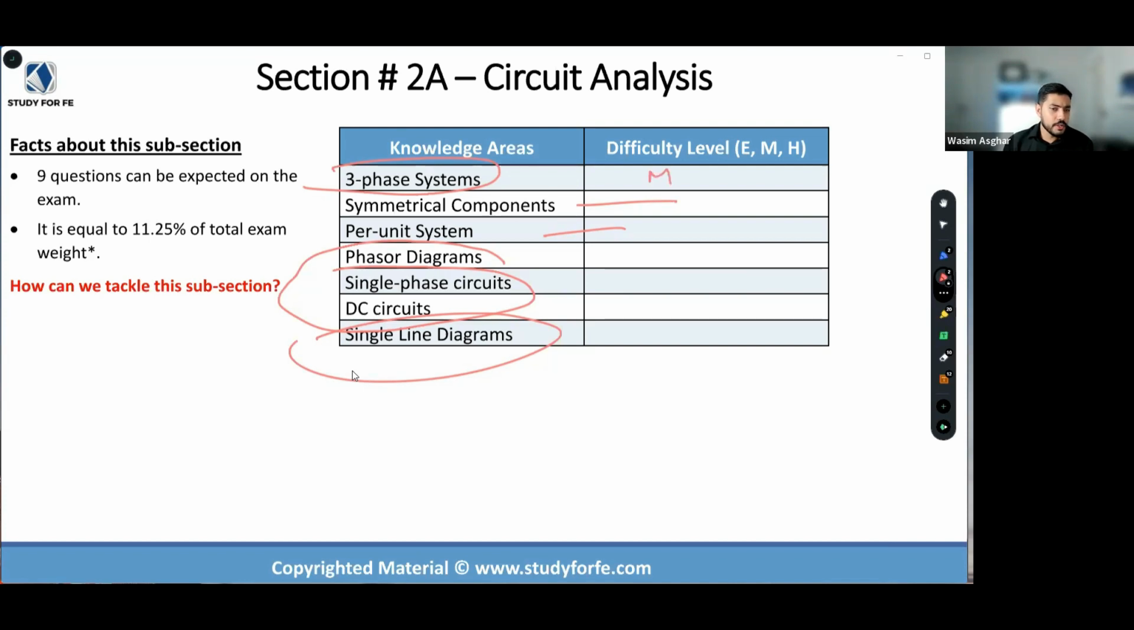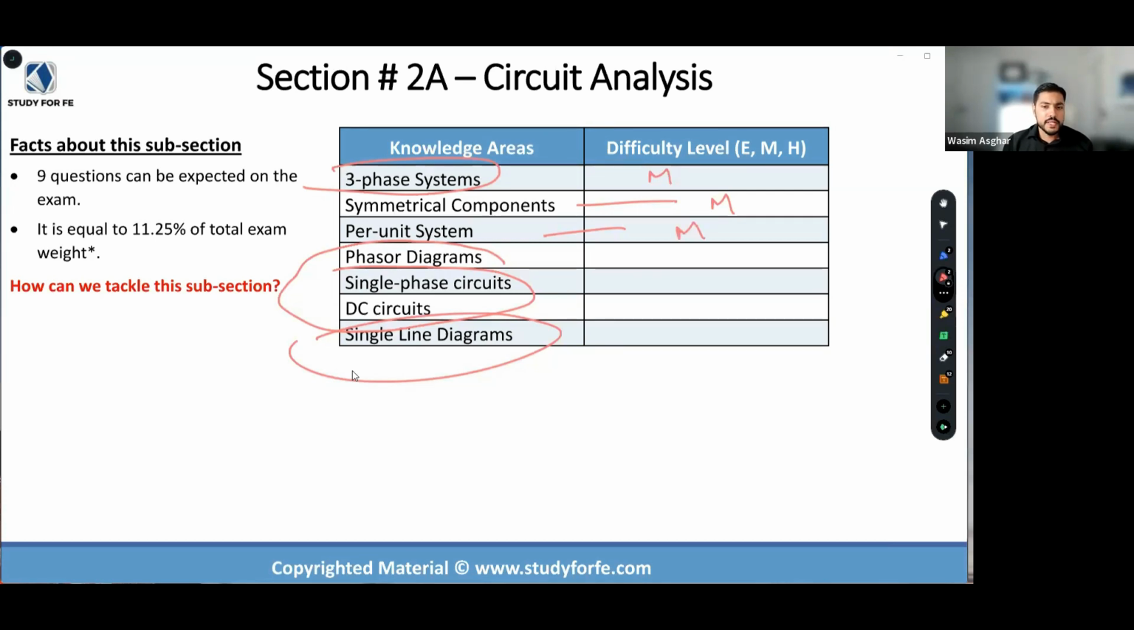Symmetrical components and per unit. With symmetrical components, we looked at what the application is, what they help us with. And I told you that when we're going through circuit analysis, right now we'll just focus on the math portion of it. When we come to fault analysis, we're going to look at its application, right? So symmetrical components, guys, how do you rate it? Medium to hard? Medium? Okay, let's call it medium. And per unit systems, how are we going to rate them? Easy to medium, medium. So let's call it medium.